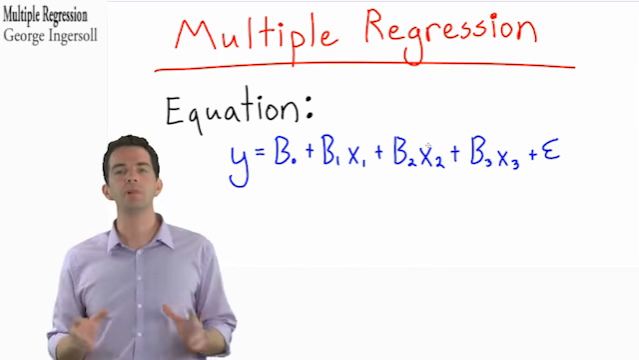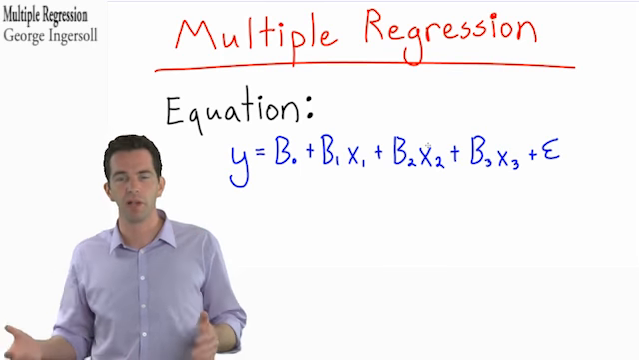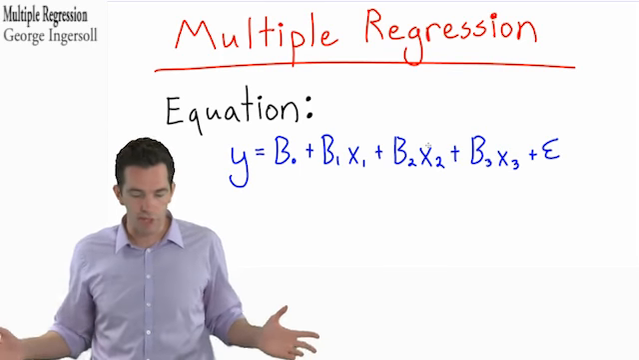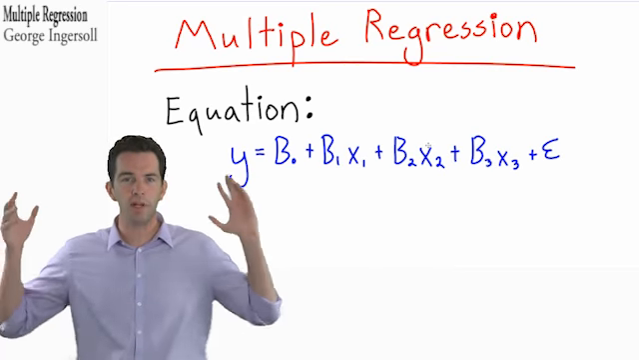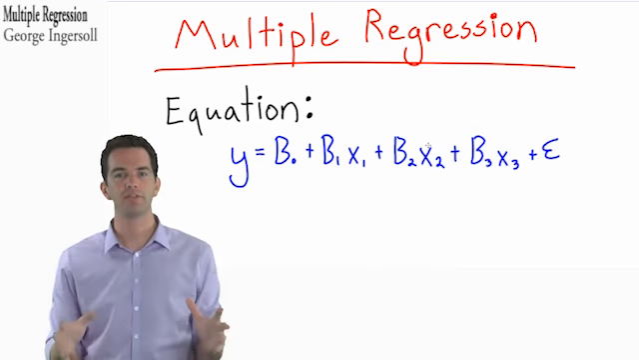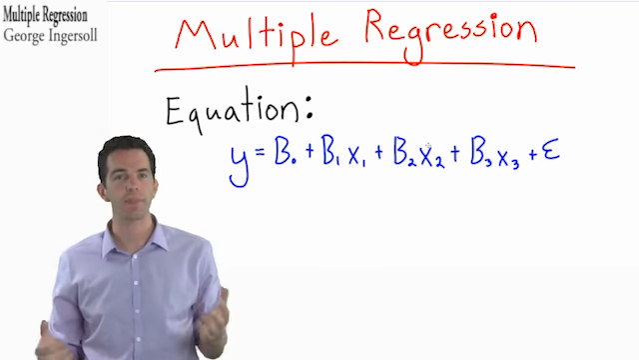So the possible objectives of multiple regression include, one would be just to come up with an entire predictive model for your dependent variable. You want to know how y is affected by all of these factors.